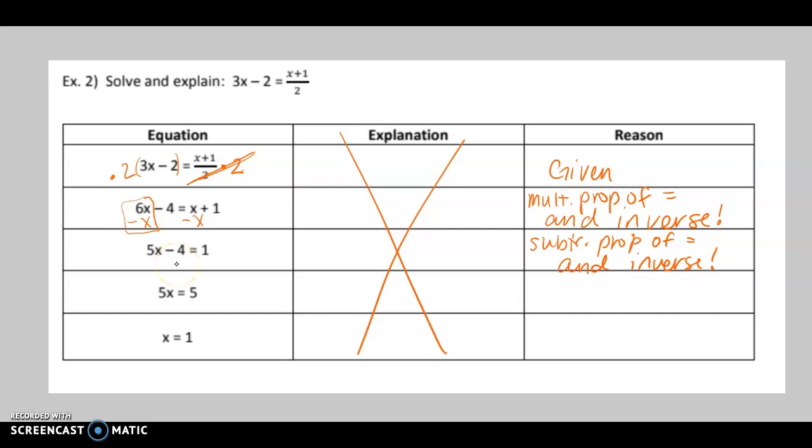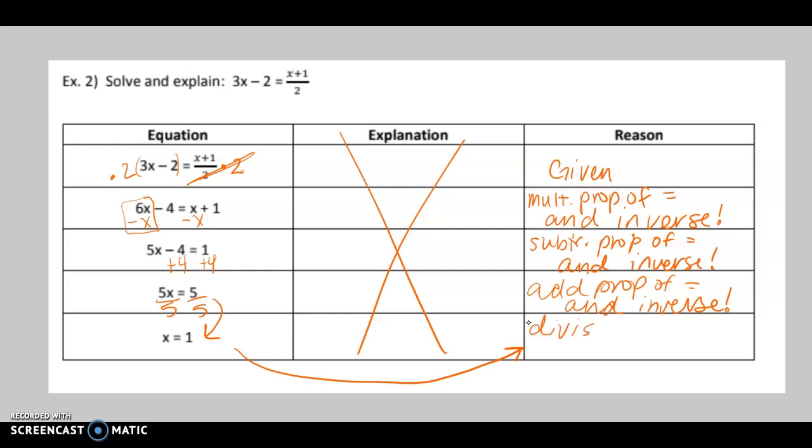Okay, so now we're going to add 4 on both sides. To go from here to here was the addition property of equality. And the inverse, obviously, of course. And then here, to get from here to here, we're going to do the division property of equality. And the inverse. You don't have to write the word and, but you do have to write both.